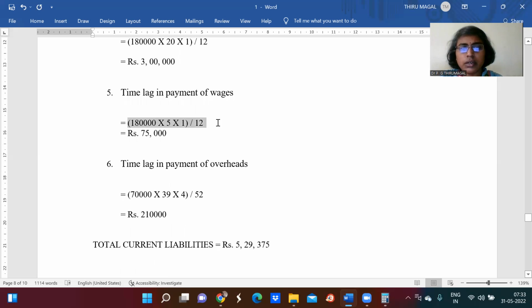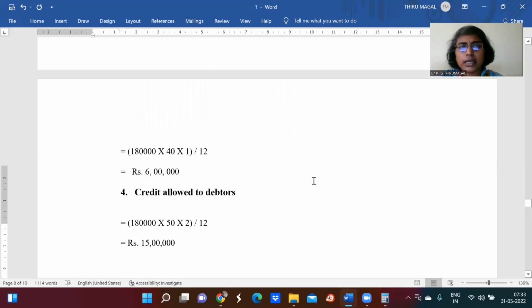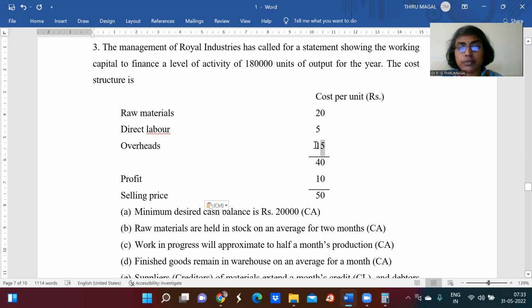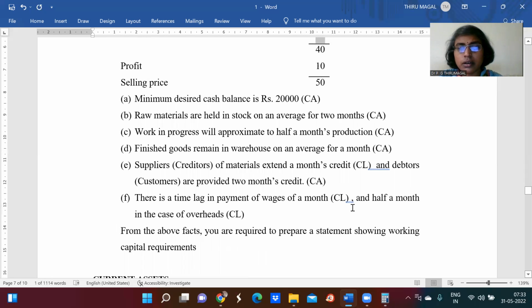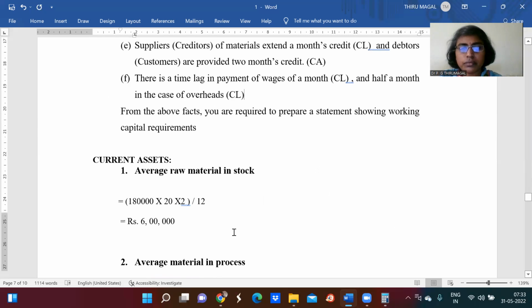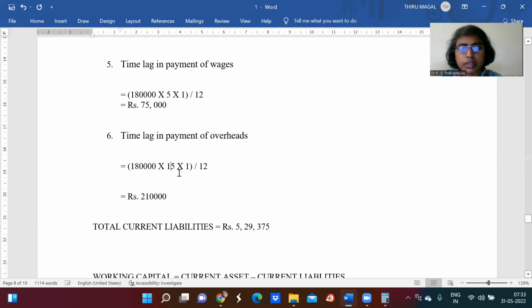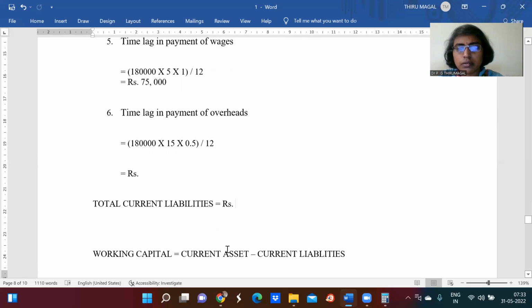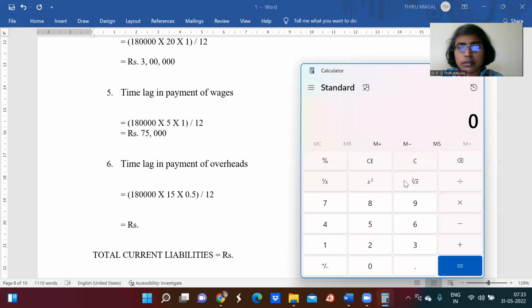Then lag in overheads, if you want to find out, the same template we can copy here. Lag in overheads, the unit cost is 15. And how many months is given? Half a month. So 15 should be multiplied with 0.5 because half a month. When you simplify, 1,80,000 multiplied with 15, multiplied with 0.5, you get 13,50,000. This should be divided by 12. 1,12,500.